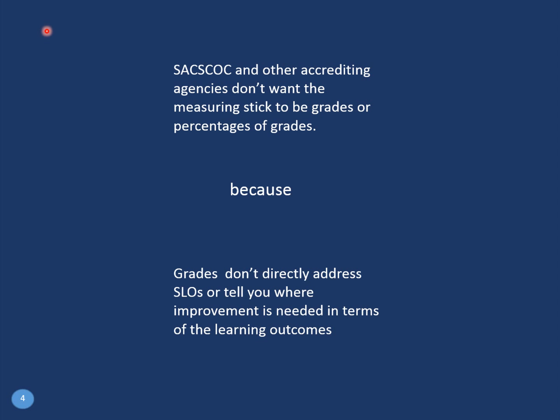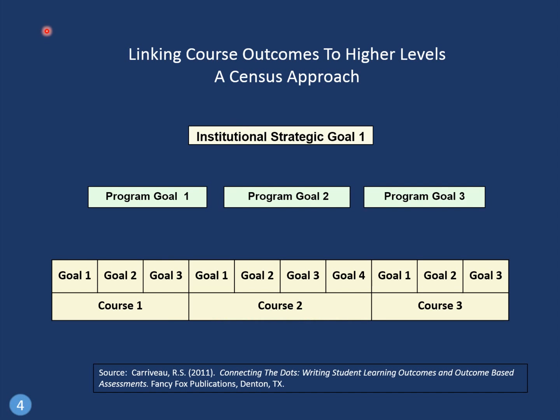to be grades or percentage of grades or success rate. Those are very important pieces of data, but we think it's more useful to have SLOs. In other words, the grades don't directly address the student learning outcomes or specifically tell you where improvement is needed in terms of learning outcomes. Again, grades are useful and you're not going to get away from them, but using a learning outcome structure, we believe, is the wave of the present because of the wave of the future.